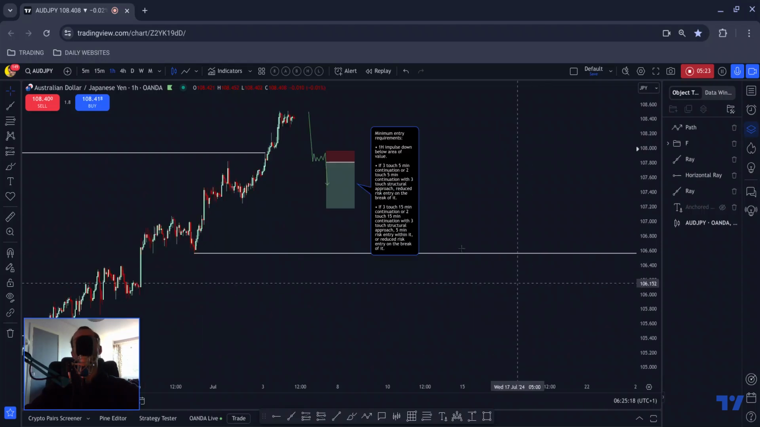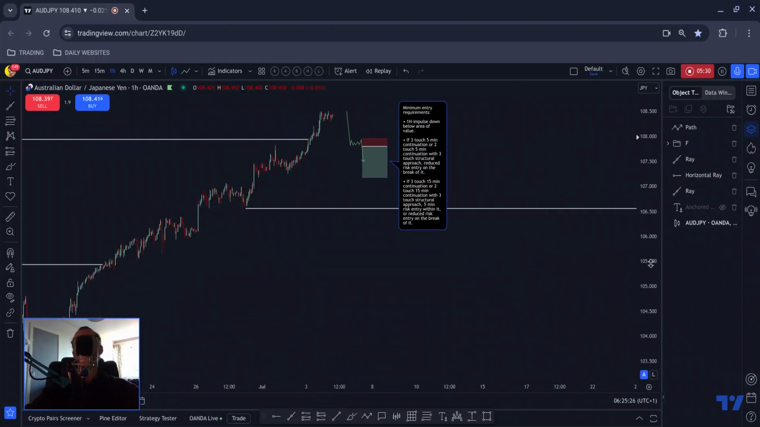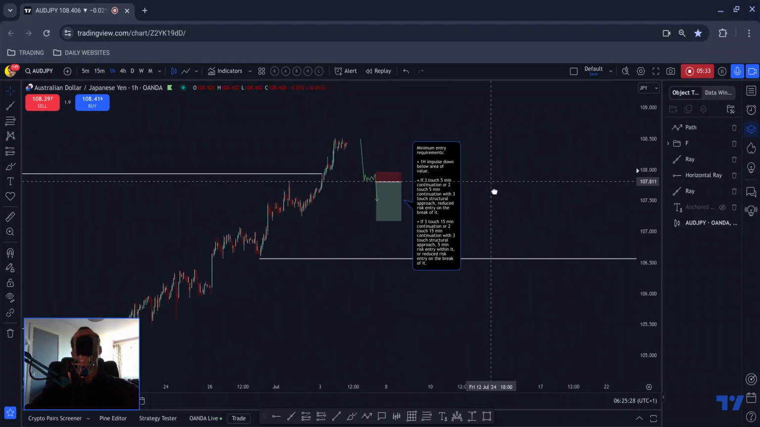Aussie yen. So I have an alert set just above the area of value to see if we impulsively move back down, and if we don't, then I won't need to check this pair at all today.